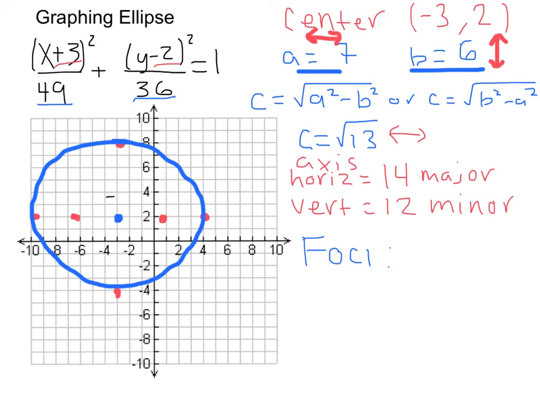So -3, 2 is this location, and then this focal point is -3 plus square root 13, 2. And then this one over here is -3 minus square root 13, 2. And there we have our ellipse.